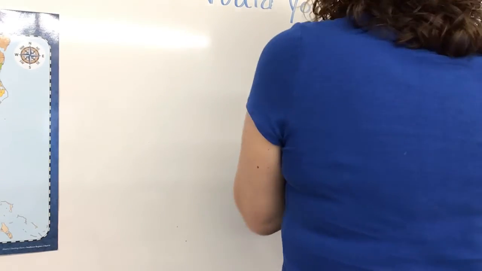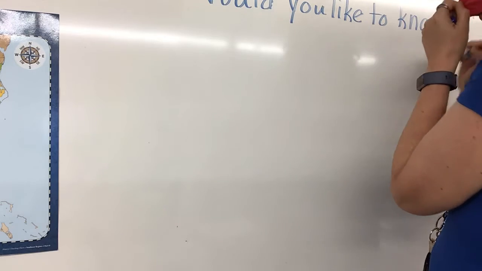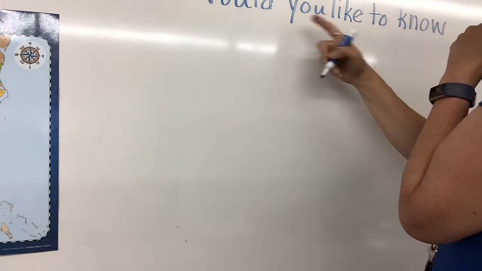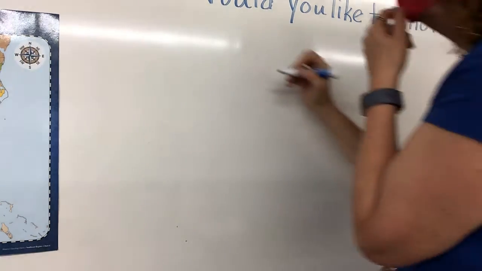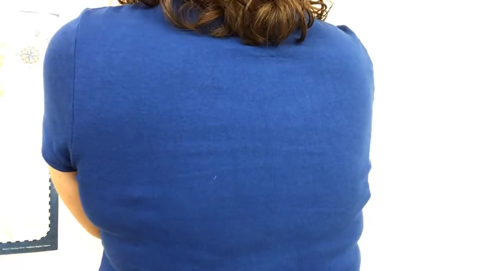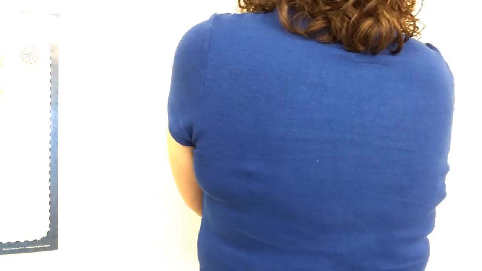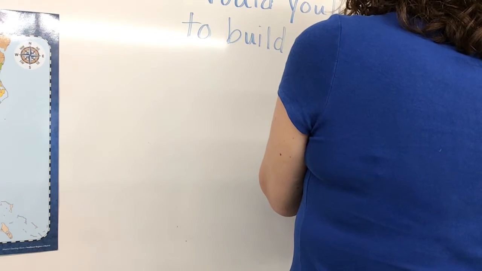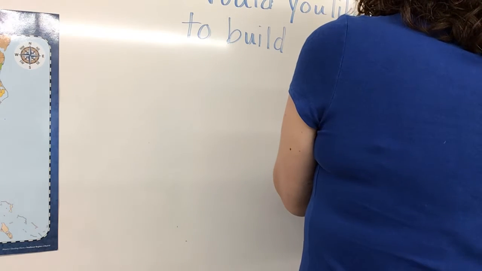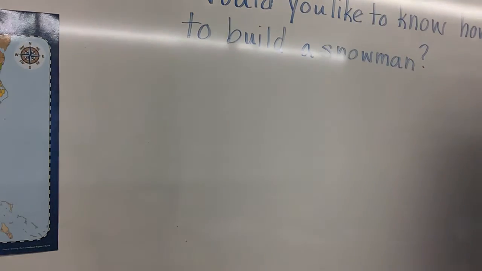And that is an interrogative sentence, which is not typical of a topic sentence, but in this case it did work. Would you like to know how to build a snowman? And since it is interrogative, you need to end it with a question mark.